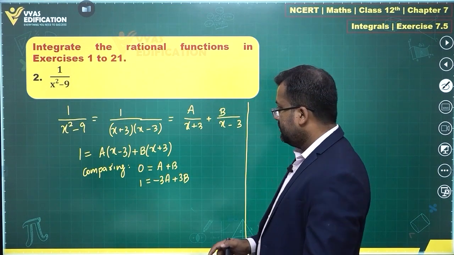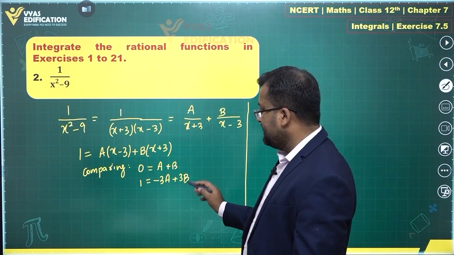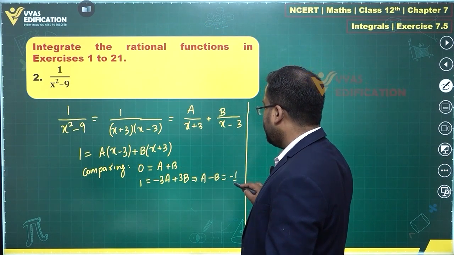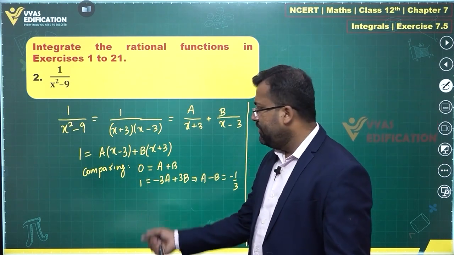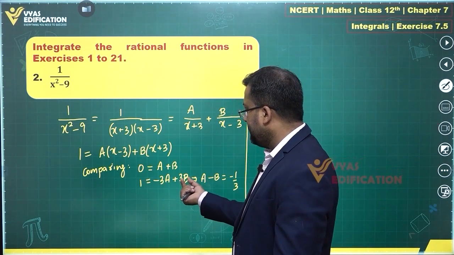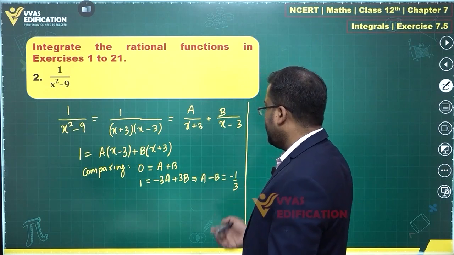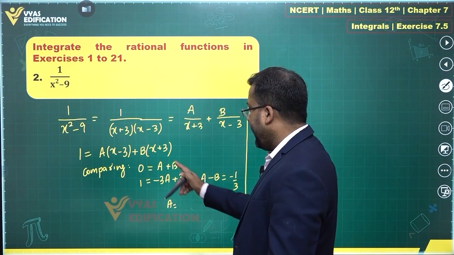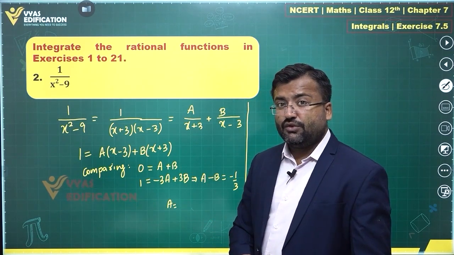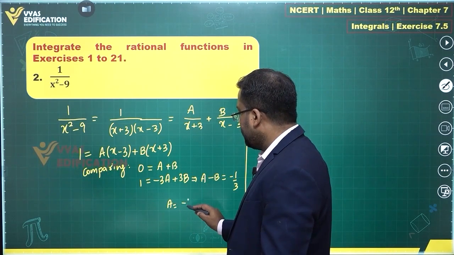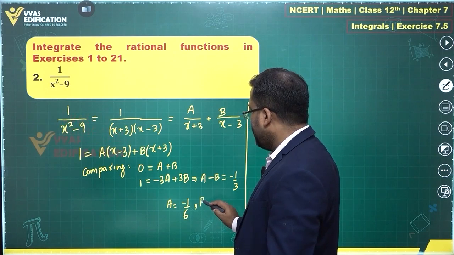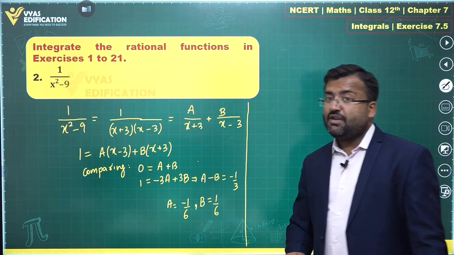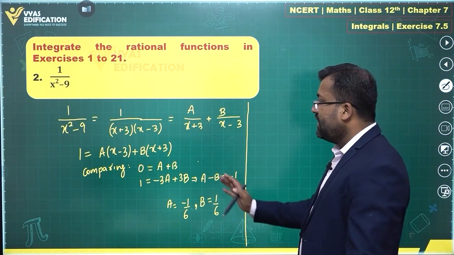So what do we observe? A plus B is equal to 0 and here I observe that A minus B is equal to minus 1 by 3, dividing by minus 3 throughout. So this becomes 1, this becomes minus 1 and this becomes minus 1 by 3. A minus B is known, A plus B is known, therefore addition of these two will give me the value of 2A, which is minus 1 by 3, that becomes A equal to minus 1 by 6, and B over here becomes 1 by 6 with the help of this. A and B have been found.